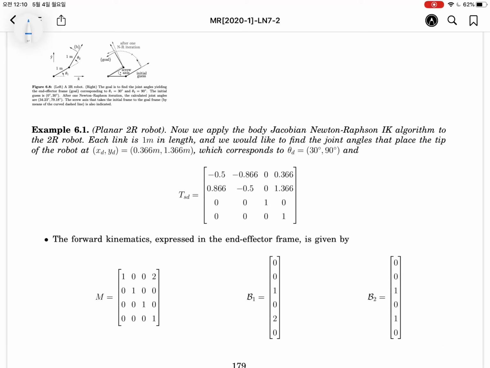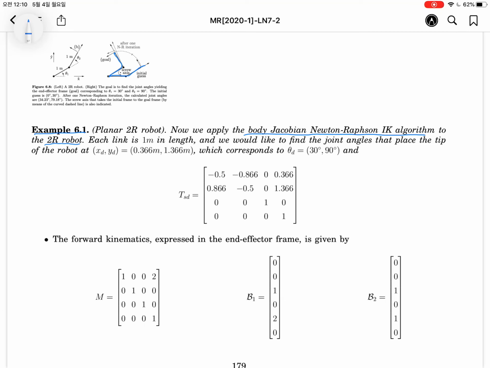Okay, example 6.1. It's not difficult. The initial posture is given like this. This is the initial, and the target will be given by this posture. We should solve the IK using the numerical algorithm. That's the problem of example 6.1.